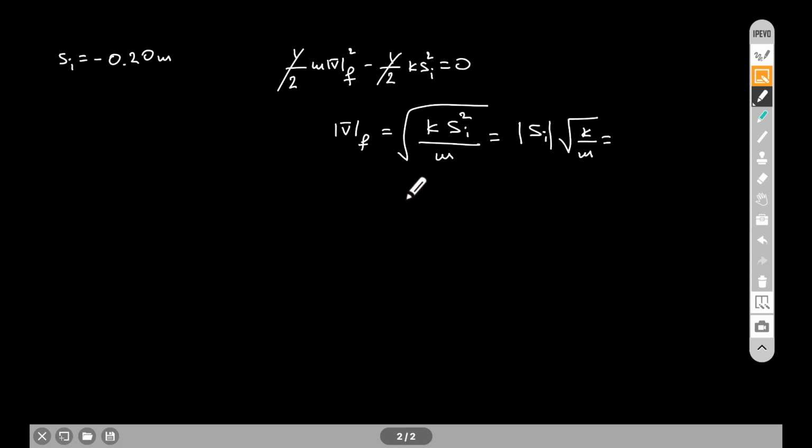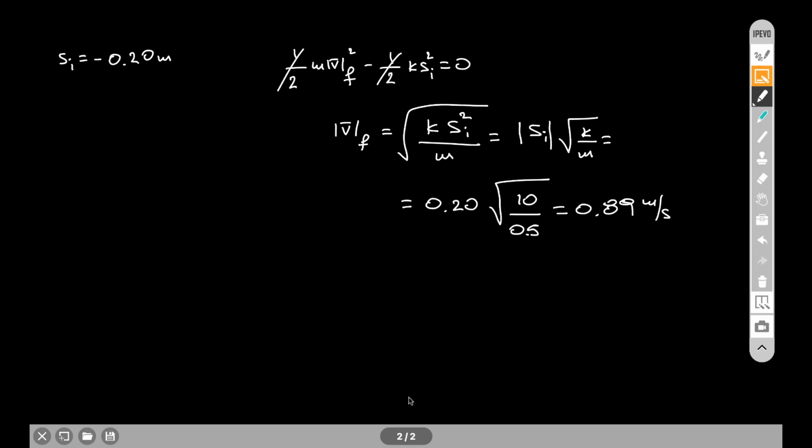So what I have here is 0.2 meters, and the square root, if I remember correctly, of 10 newtons per meter and 0.5, and I found that to be 0.89 meters per second. Okay, so this is the speed when the spring is neither stretched nor compressed.